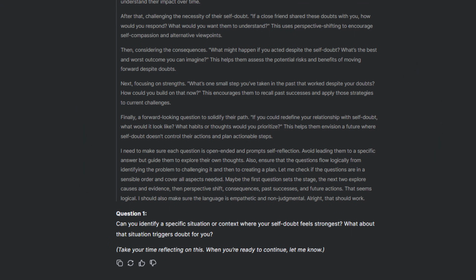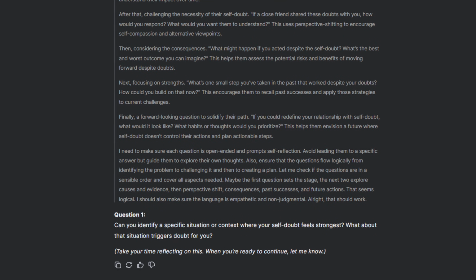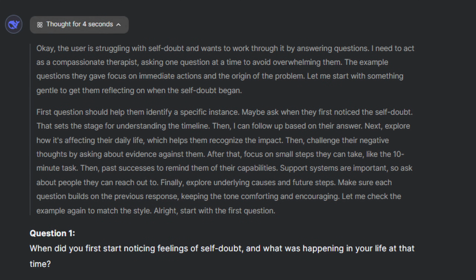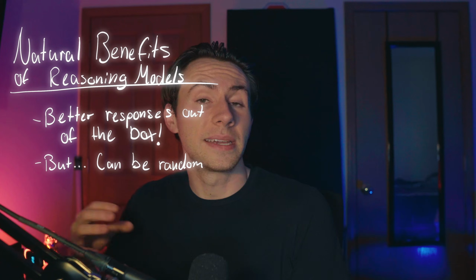So it's tricky. You've seen the response that it gives for an unstructured prompt, and then the response of a structured prompt. And you see, honestly, it's not too different. So the benefits of these reasoning models and their thinking is that if you're not too good at structuring your prompts, you're going to get much better responses compared to other models, but it's not going to be a consistent experience.